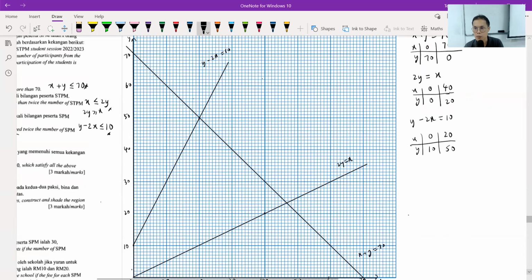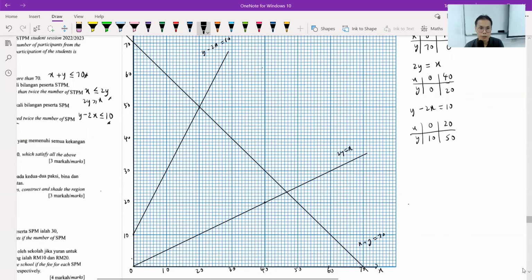Now, the next thing is we need to shade the region that satisfies all these three inequalities. Okay, the first inequality, as you can see, x plus y less than 70. So I know it must be below here. Second one, as stated here, 2y more than x. So it must be above this. And the third one, y minus 2x less than or equal to 10. So it must be below this line. So I know the region is a quadrilateral inside here.